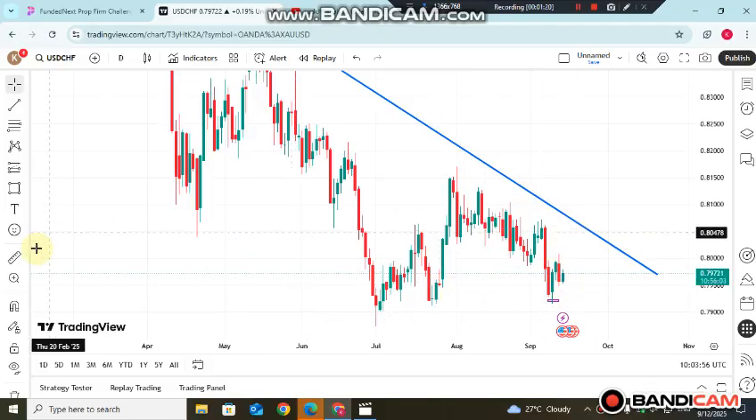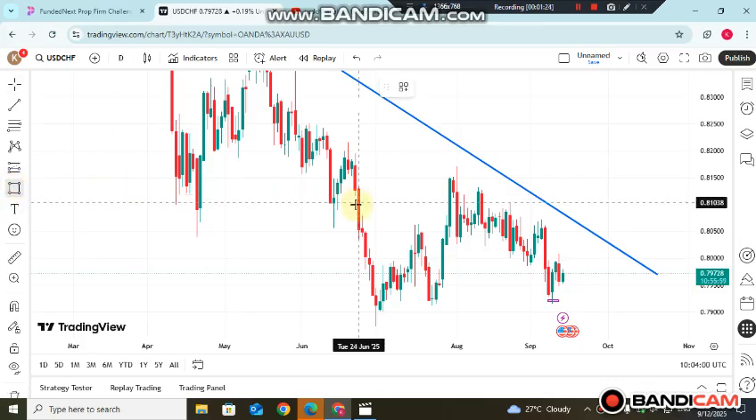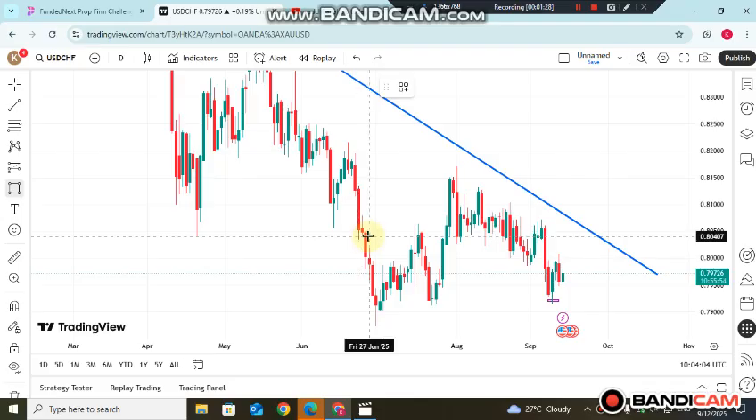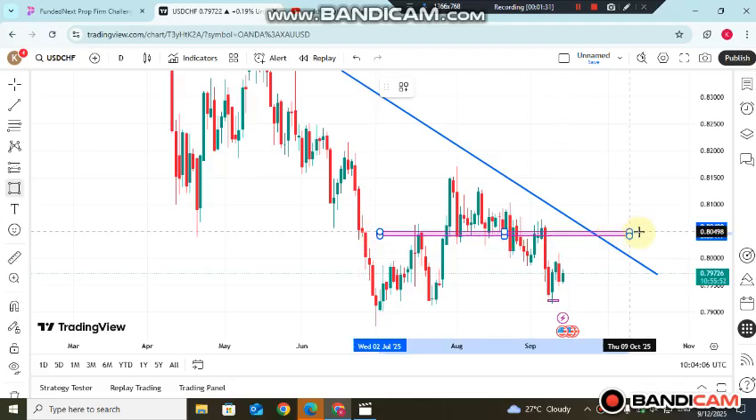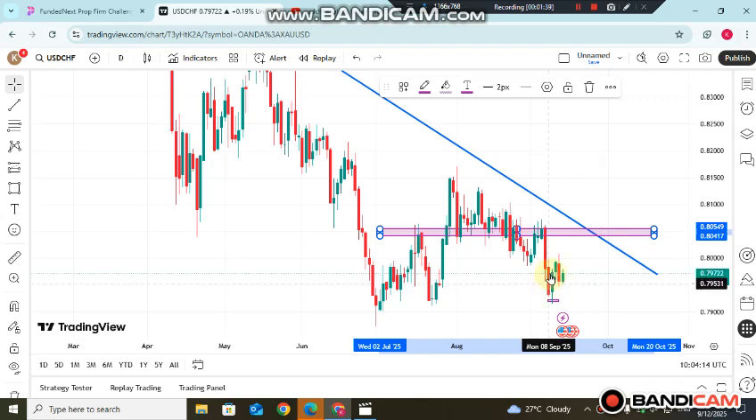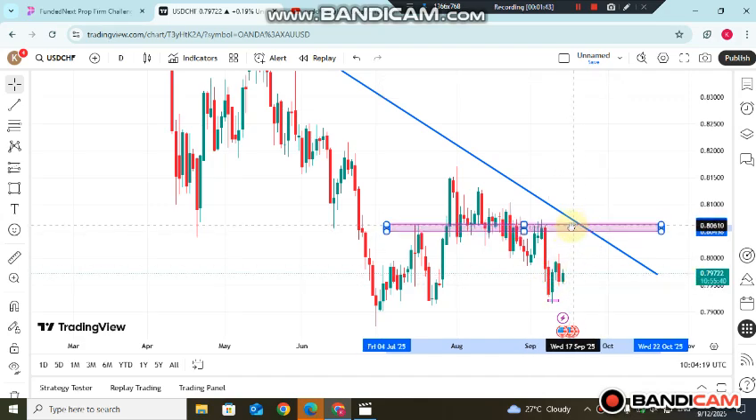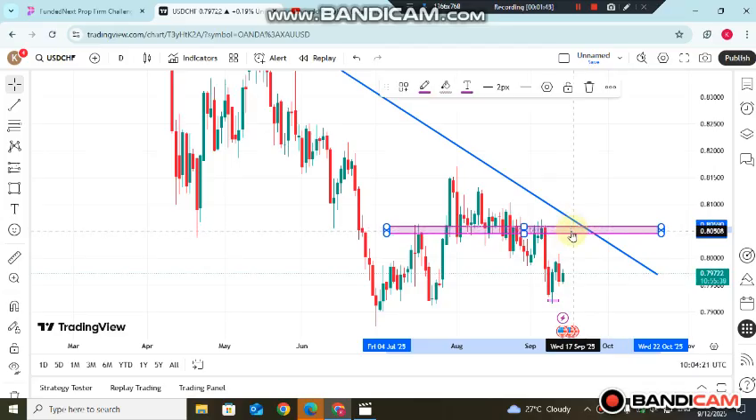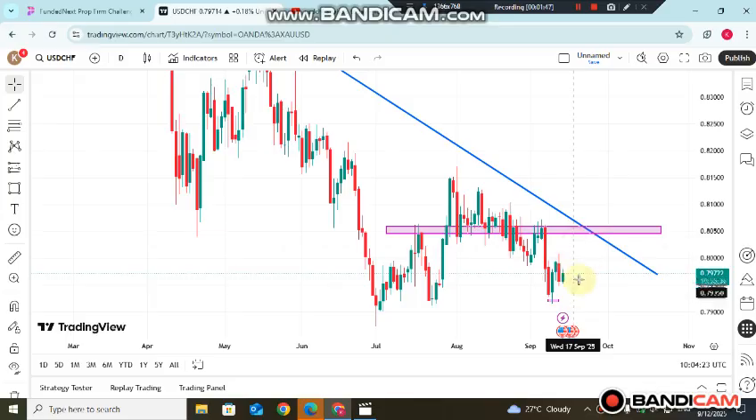Now, for swing traders, let me show you where to take your TP. As a swing trader, I'll take TP1 here, on this first resistance zone, because we usually take our TPs on support and resistance zones. Let me adjust it well. Okay, this will be TP1.